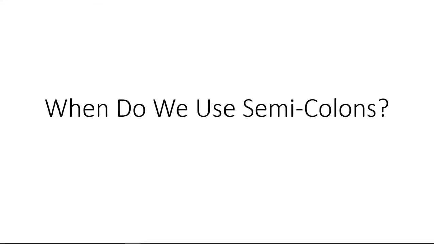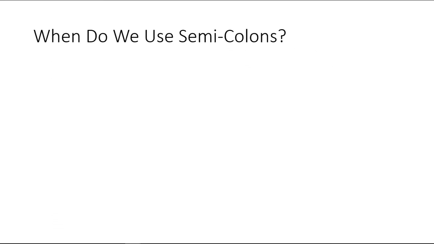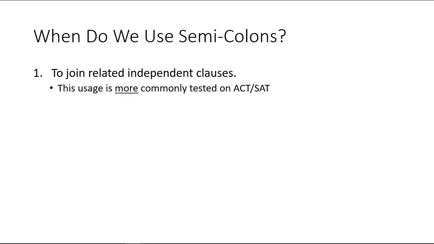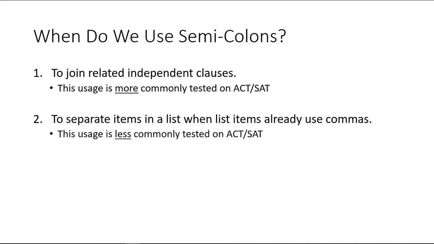All right, let's talk about when we use semicolons. The first one is to join related independent clauses. That's when you have two clauses that could be standalone sentences, each on their own, but you can join them with semicolons. This is the most frequently tested use of the semicolon on the ACT and SAT, but there's another way to use semicolons that's also important for you to know.